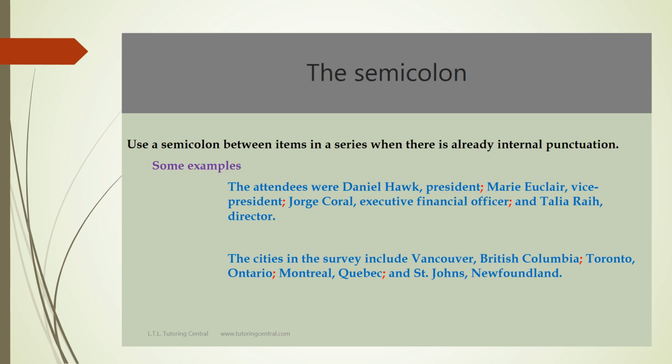The second example is similar. The cities in the survey include Vancouver, British Columbia; Toronto, Ontario; Montreal, Quebec; and St. John's, Newfoundland. So here we have the names of cities and provinces as pairs, and then larger breaks in between each pair. And so we've used semicolons here.